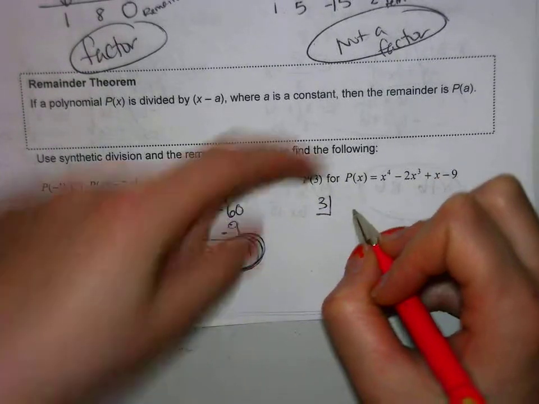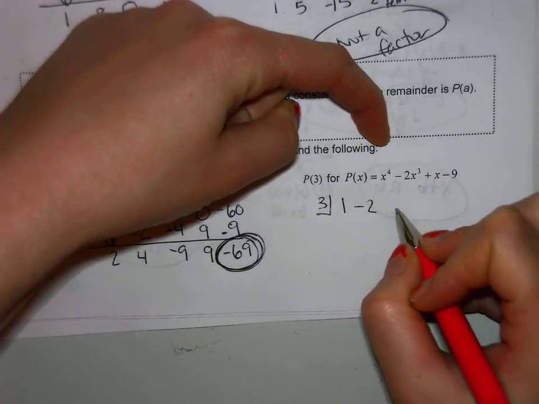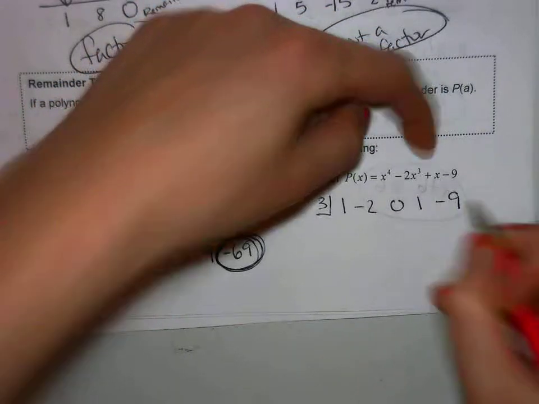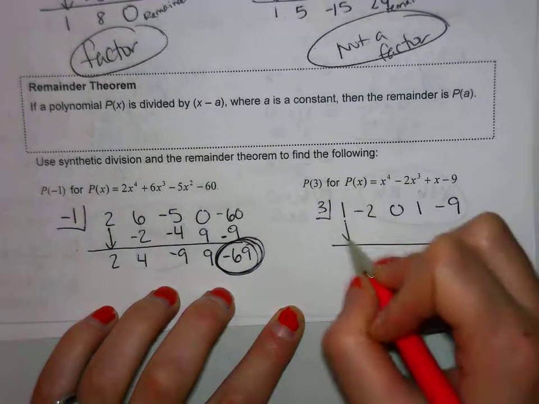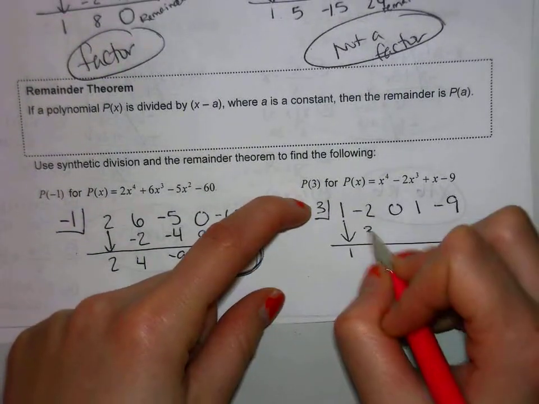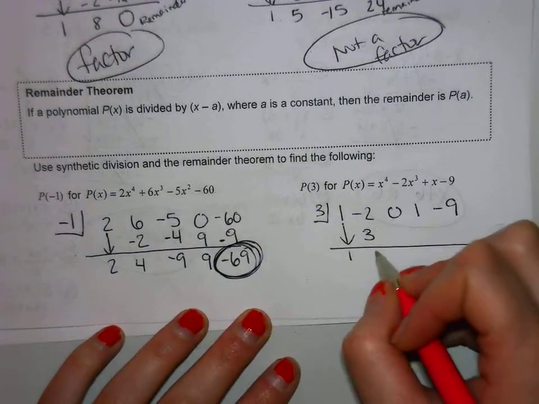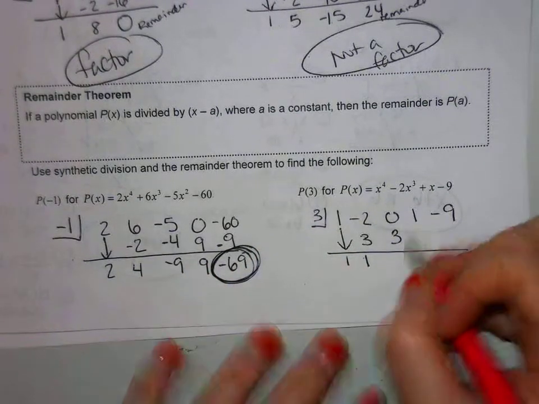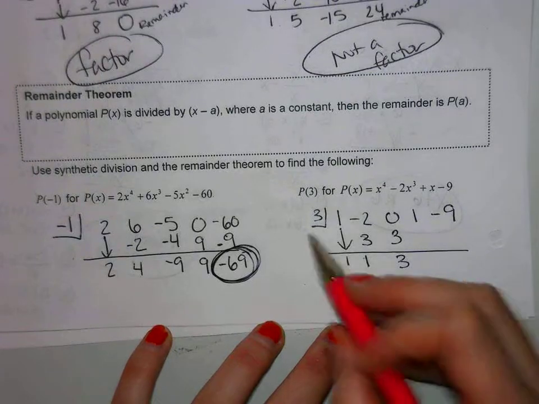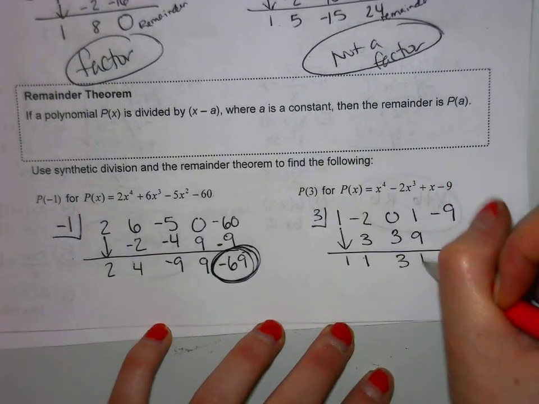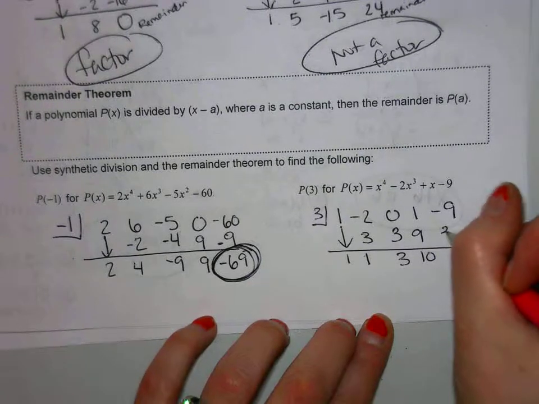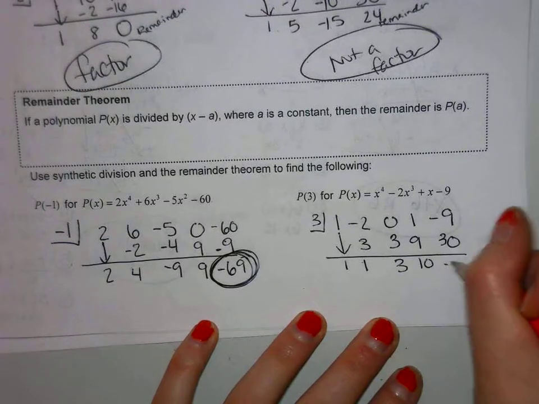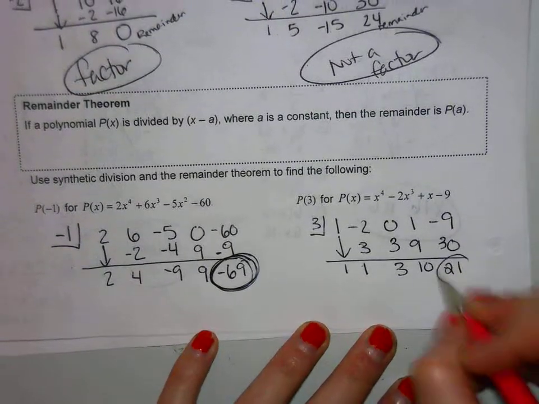So let's try this one. We have a 3, then we have 1, negative 2. We're missing our squared term, so it's 0, 1, then a negative 9. So we drop down our 1. 3 times 1 is 3. Negative 2 plus 3 is a positive 1. 3 times 1 is 3. 0 plus 3 is 3. 3 times 3 is 9. 1 plus 9 is 10. 3 times 10 is 30. Negative 9 plus 30 is a positive 21. So that is our remainder.